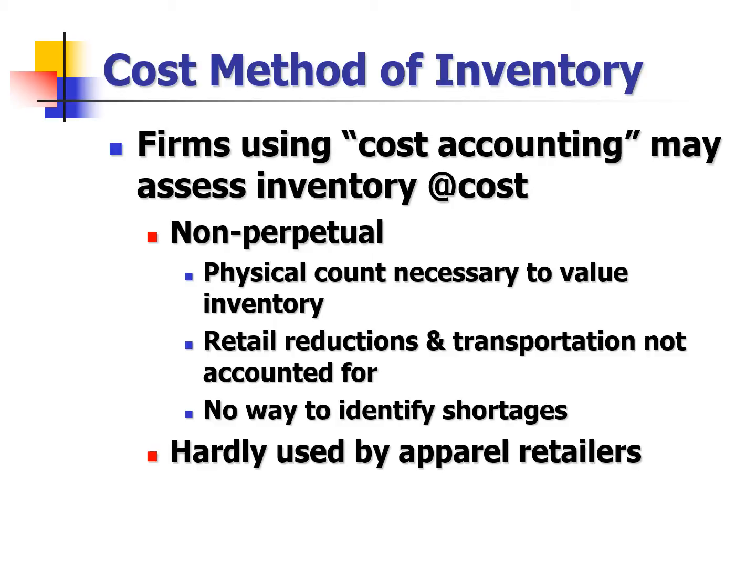when a shortage happens, a shortage is calculated based on how much you have in physical inventory, the retail value, and how much the book says that you should have. There is no way to identify shortages if you just keep track of your inventory only at the cost value, right? So there's that kind of non-perpetuality that really prevents a lot of the apparel retailers from using the cost method of inventory.